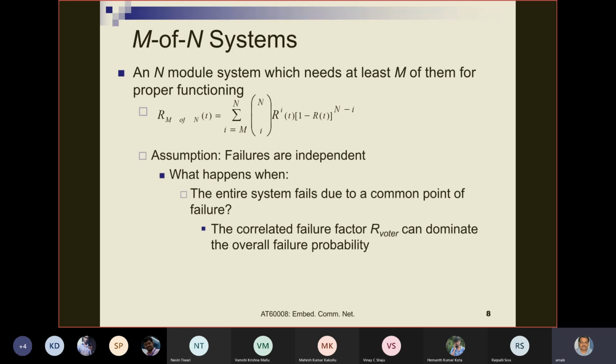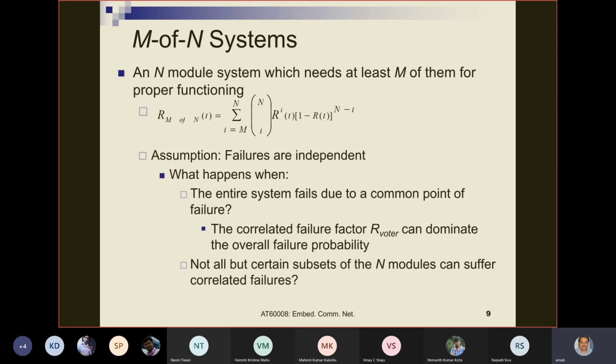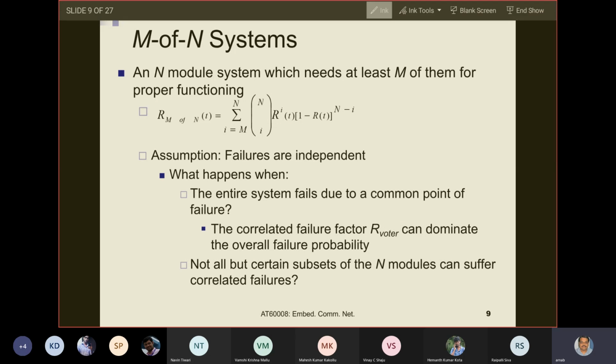So we talked about the voter already. This is what we were saying. And what we were saying with respect to that heated zone was something called correlated failures. In the presence of correlated failures, it is not so simple. The calculation is not so simple. You have to include the reliability of the system in that situation to determine the overall reliability.